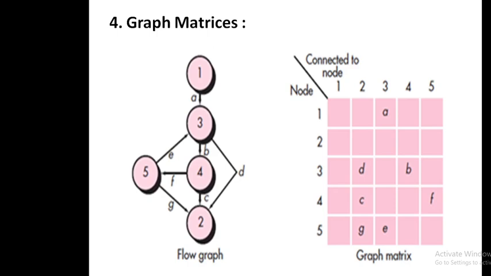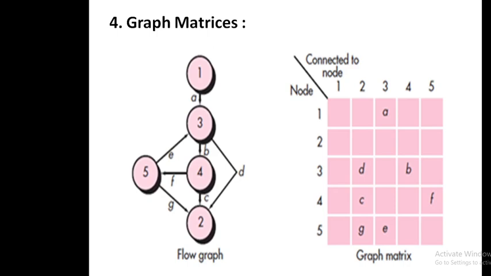So this is the overall concept of basis path testing. In basis path testing, we have four concepts. We covered four concepts. Those are: first one, flow graph testing; second one, independent program path; third one, deriving test cases; and fourth one, graph matrices.